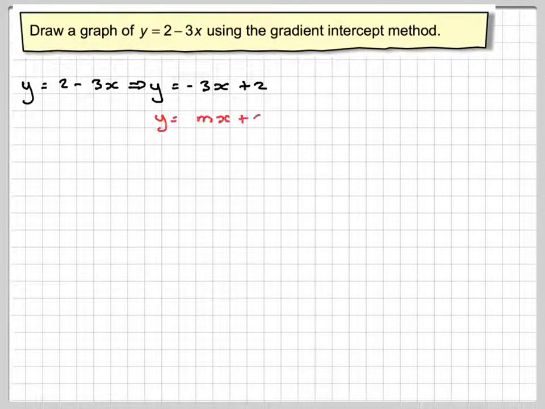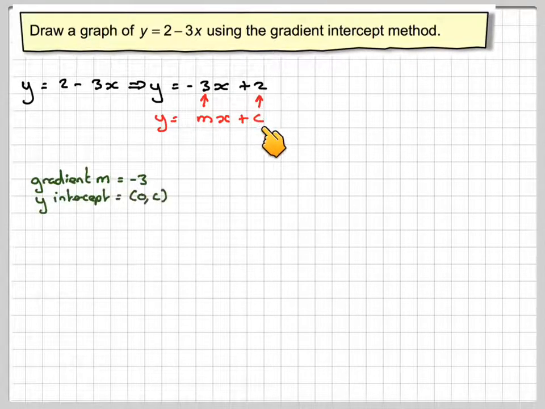And now that's written in the format y is equal to mx plus c. Now remember that the m stands for the gradient, so the number in front of x stands for the gradient, and the c is the y-intercept. So m is going to be minus 3. So the gradient m is equal to minus 3. And the coordinates of the y-intercept are going to be 0, c, which is 0, 2.